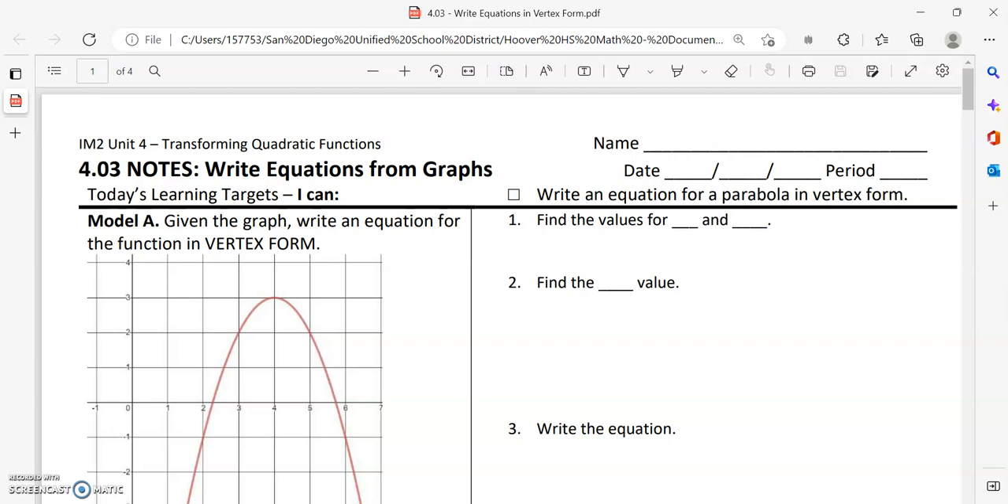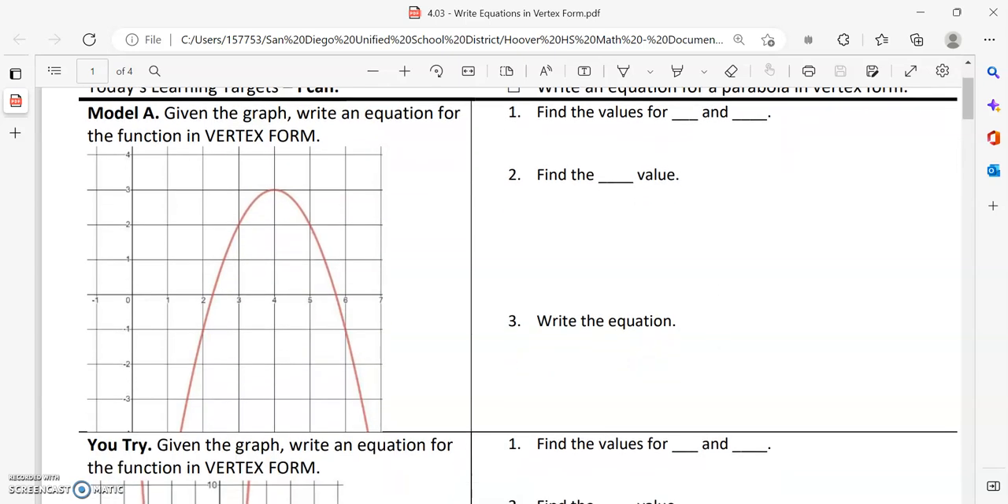4.03, write equations from graphs. So the last assignment we had an equation and we had to graph it. Now we're going to have a graph, and we have to write the equation. So here's our graph. To do this, we need to find the values for h and k.